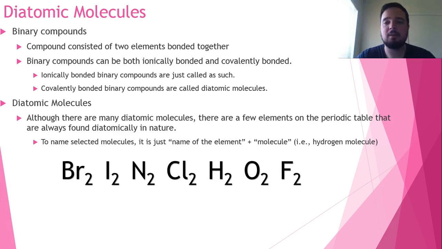So when we're naming these molecules, it's just the name of the element plus molecule. So bromine molecule, iodine molecule, nitrogen molecule, chlorine molecule, hydrogen molecule, oxygen molecule, fluorine molecule. Now, you may also hear me say that these are gases, because these found in their normal states are gases. So you may hear me say bromine molecule or bromine gas, or oxygen molecule or oxygen gas. They're the exact same thing. So just be aware that they can both be called that.